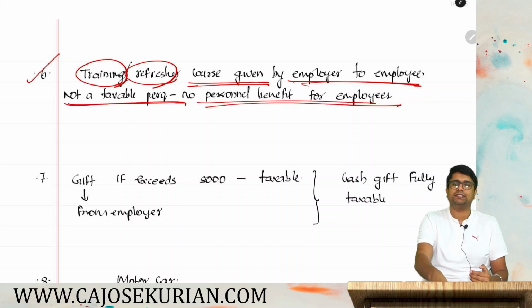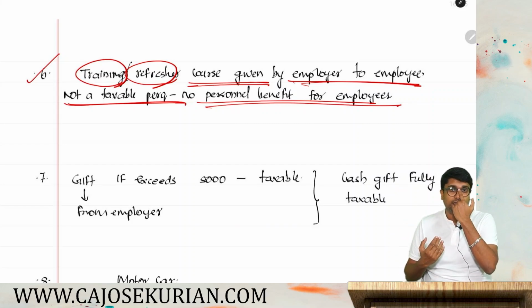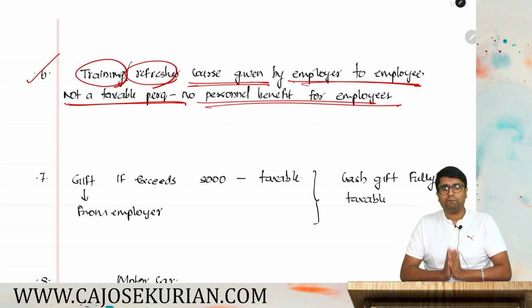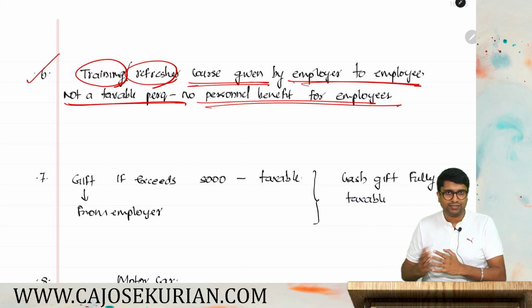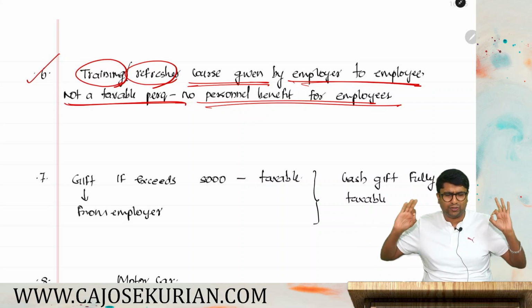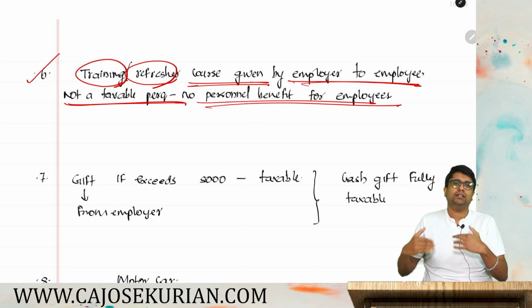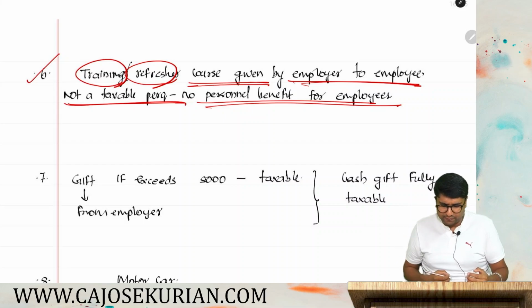If the employer is giving some personality development classes or some marketing skill classes, especially to the people in marketing, if the employer is providing some training sessions to the employees, whatever cost is incurred by the employer shall not be taxable in the hands of the employee. So it is not considered a personal exclusive benefit. It is predominantly for the official purpose only. So nothing shall be taxable in the hands of the employee.